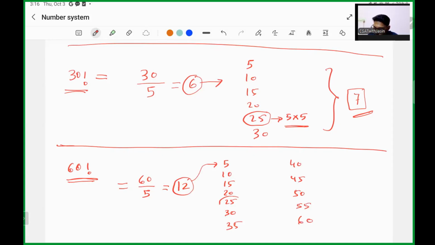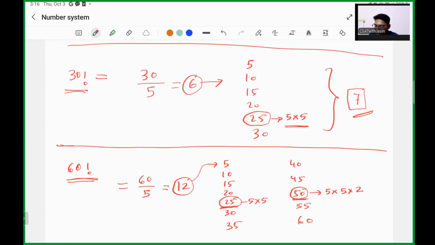Now, when it comes to 25, it is 5 into 5, so you need to count 25 as 2 because there are 2 5s. When it comes to 50 also, 50 means 5 into 10, and 10 means 5 into 2. So 50 is 5 into 5 into 2, so 50 also you need to count as 2. What you should understand here is that 50 is a multiple of 25, so there will be two 5s in it. So multiples of 25 you need to count as 2.